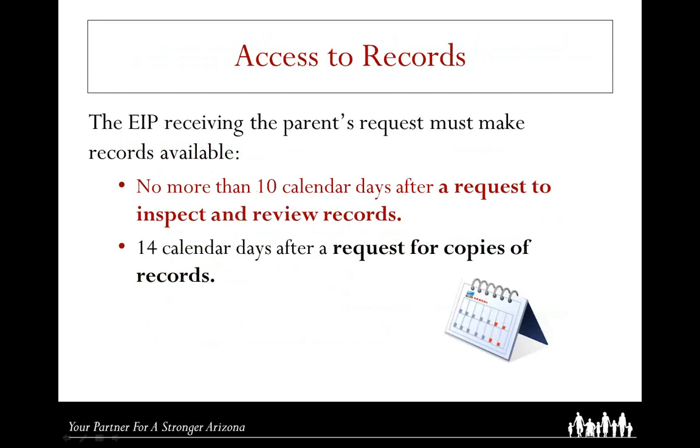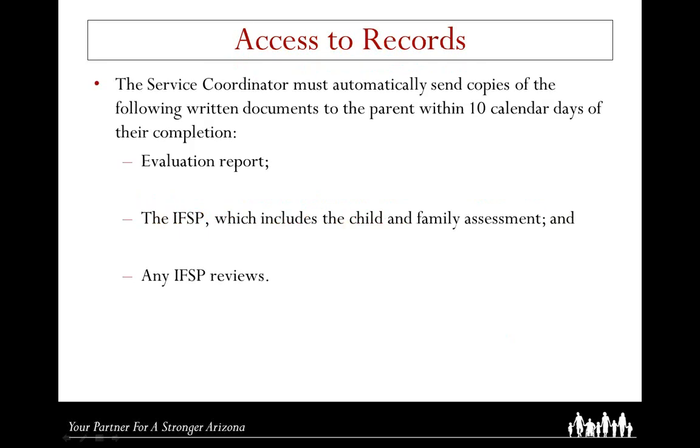The EIP receiving the parent's request must make records available no more than 10 calendar days after a request to inspect and review records and 14 days after a request for copies of records. The service coordinator sends a parent copies of any evaluation, child assessment, family assessment, and the IFSP, including any reviews, within 10 calendar days of the written completion of the document. The AZIP service coordinator or other team members must explain and interpret the early intervention records for the parent upon request.